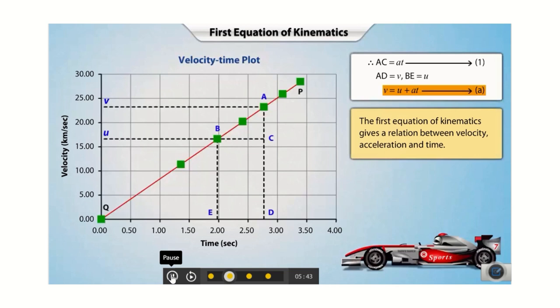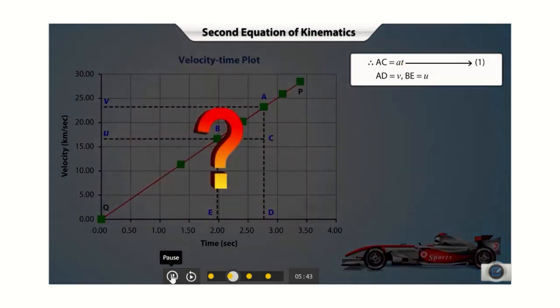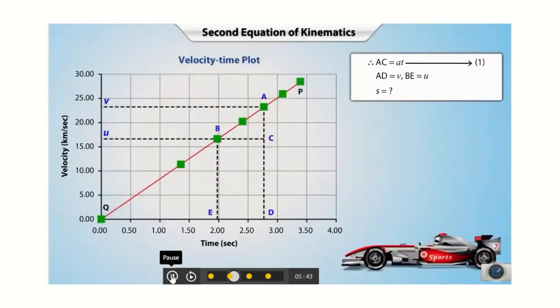This is the first kinematical equation. It shows the relation between velocity, acceleration, and time. Suppose in a given interval time, t, and a uniform acceleration a, the object travels a distance s. How can we find the value of s from the graph? Well, the distance traveled is given by the area enclosed within the quadrilateral BADE.